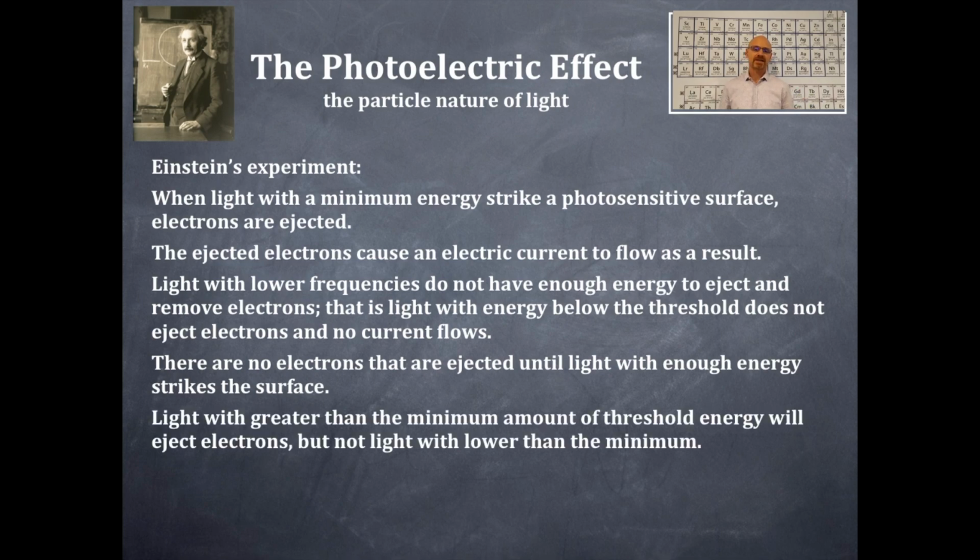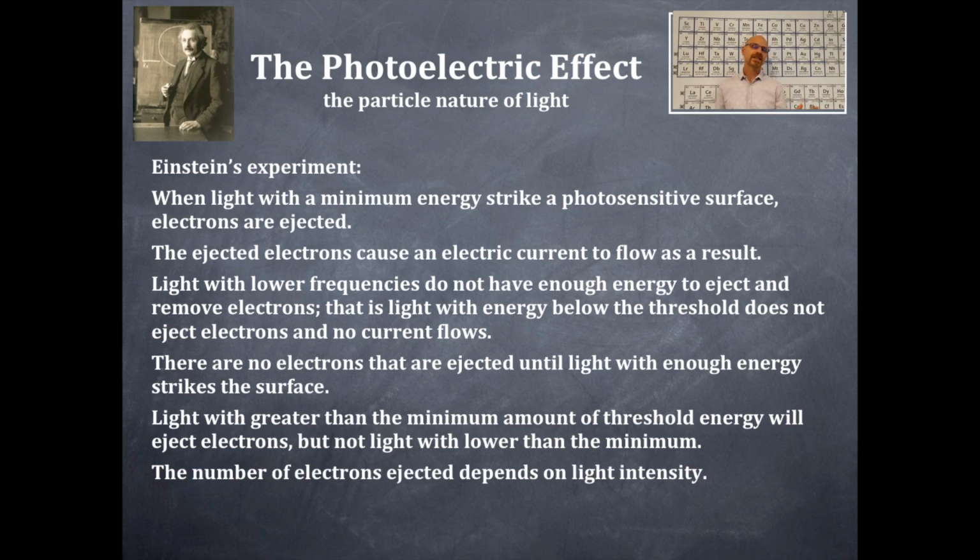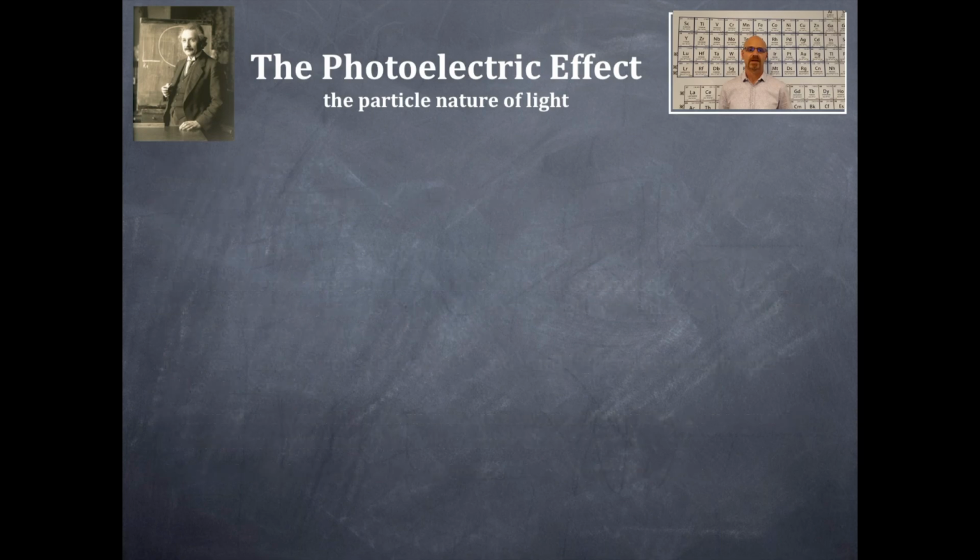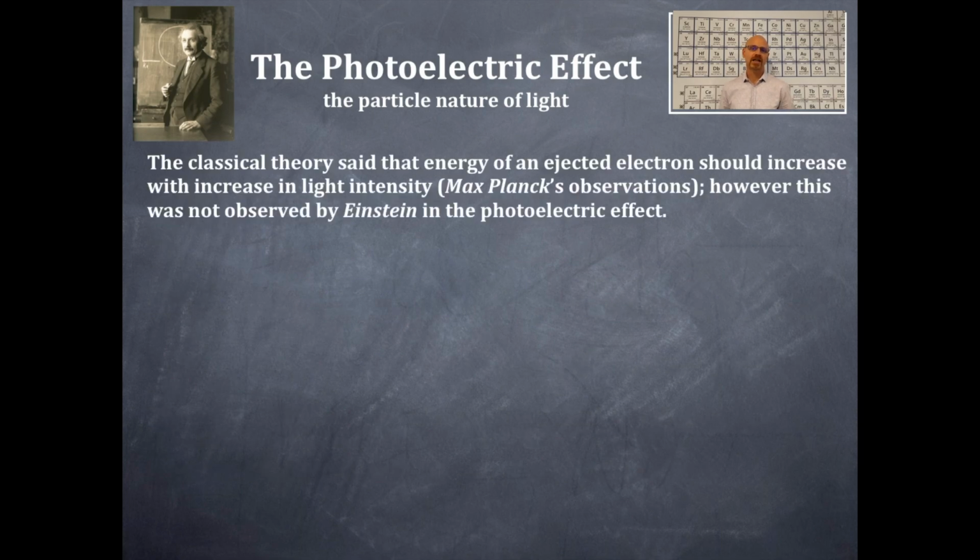Light with greater than the minimum amount of threshold energy will eject electrons, but not light with lower than the minimum threshold energy. The number of ejected electrons depends on the light intensity. Okay? So, still photoelectric effect.